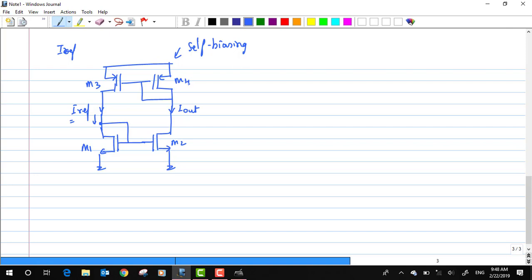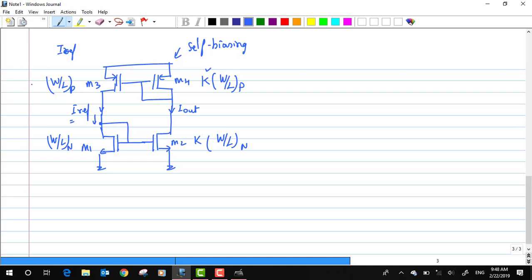Now let us assume that I have this relation that my W by L of the PMOS is K times greater than the W by L of the other branch, then I can define, and even this particular NMOS has an aspect ratio which is K times greater than the W by L of the other structure.